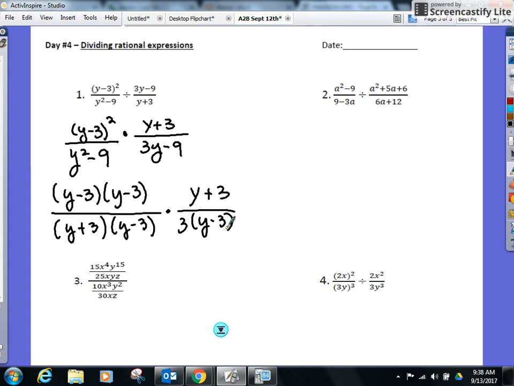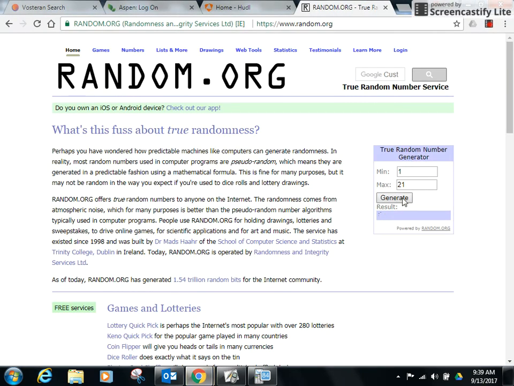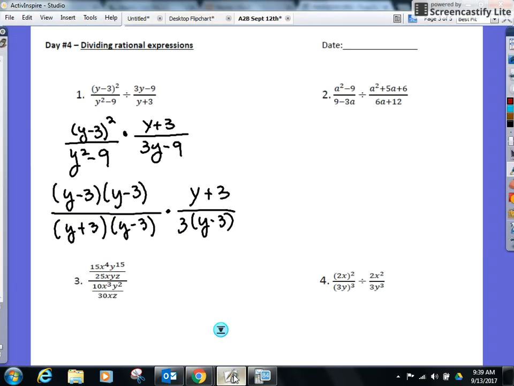Everything simplified as much as possible, factored. Now we get to cross out. I'll just ask so I don't have to keep going back and forth. Everything you can cross out. 17. Everything you can cross out.